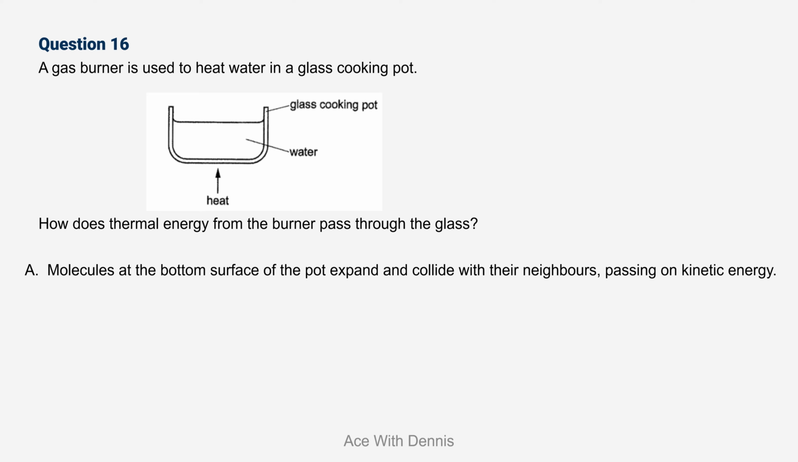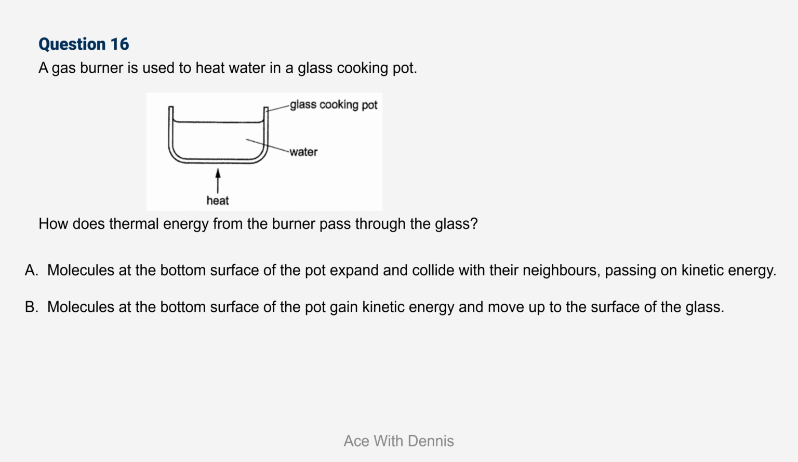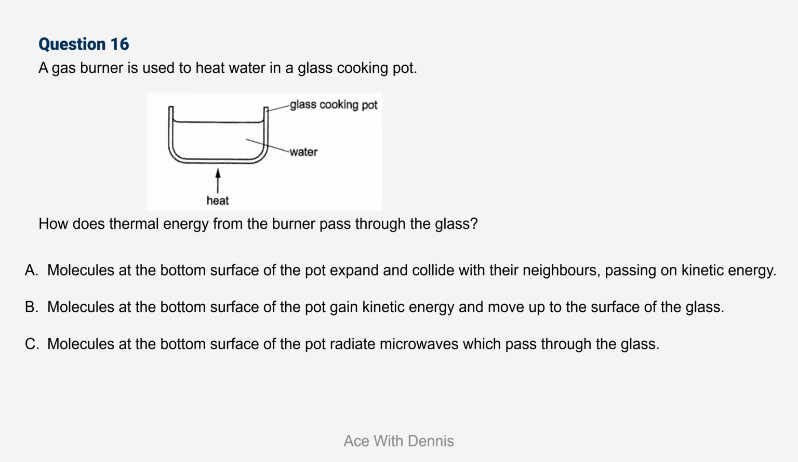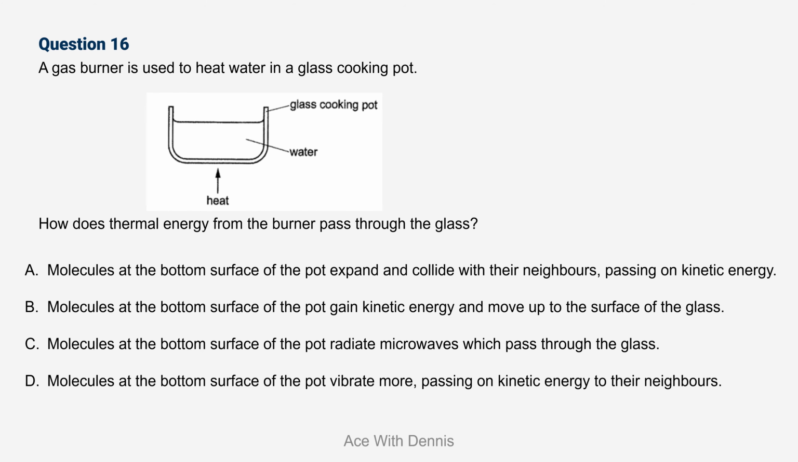A. Molecules at the bottom surface of the pot expand and collide with their neighbors, passing on kinetic energy. B. Molecules at the bottom surface of the pot gain kinetic energy and move up to the surface of the glass. C. Molecules at the bottom surface of the pot radiate microwaves which pass through the glass. Or D. Molecules at the bottom surface of the pot vibrate more, passing on kinetic energy to their neighbors.